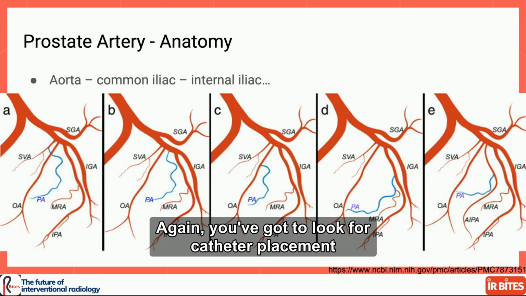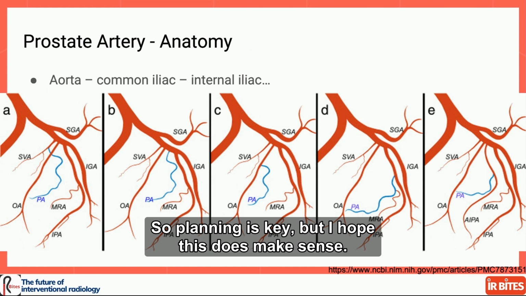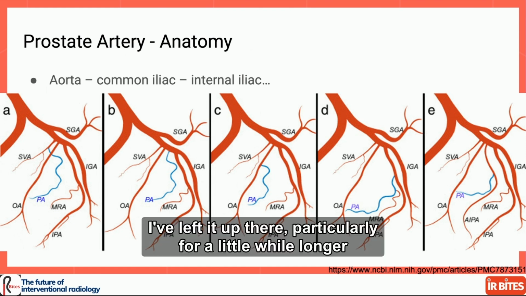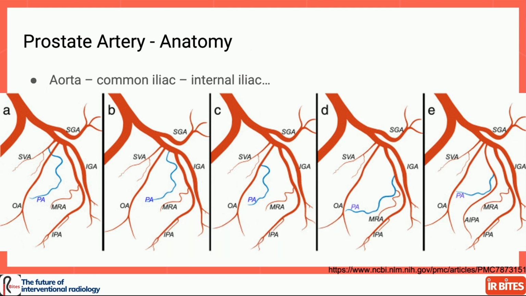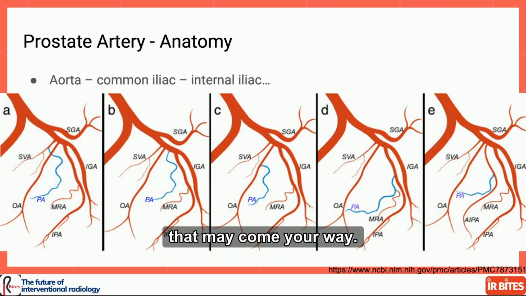Again, you've got to look for catheter placement and positioning to avoid any non-target embolization. So planning is key. But I hope this does make sense. I've left it up there for a little while longer, so you can appreciate the variant anatomy that may come your way.